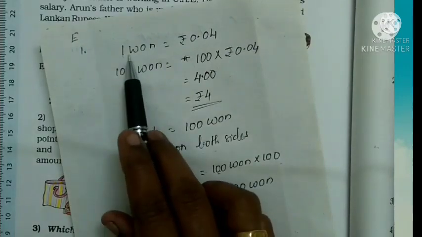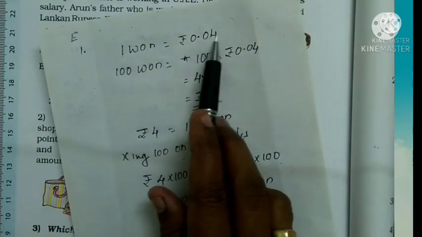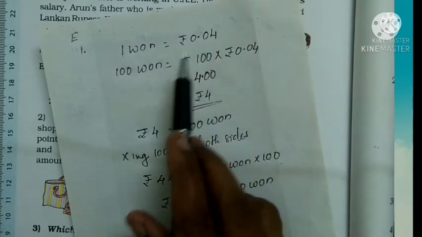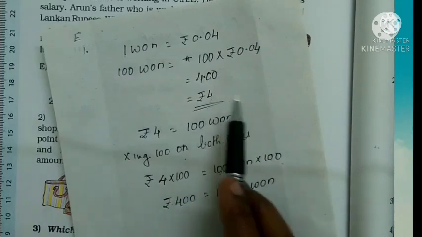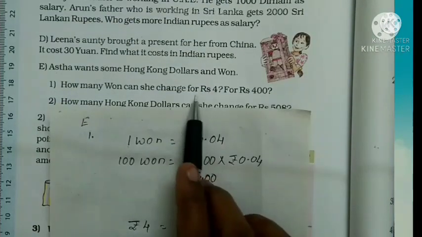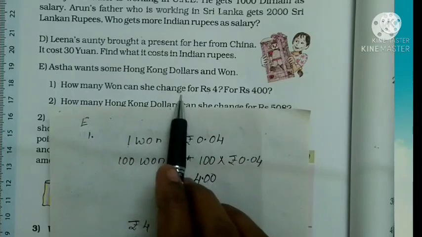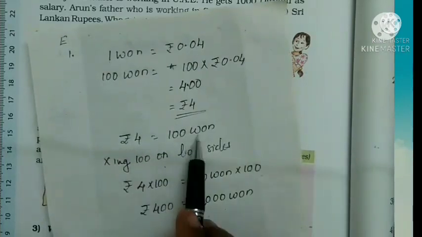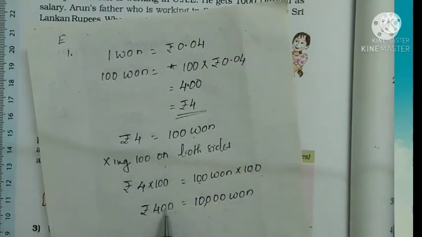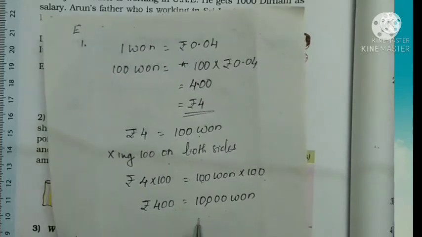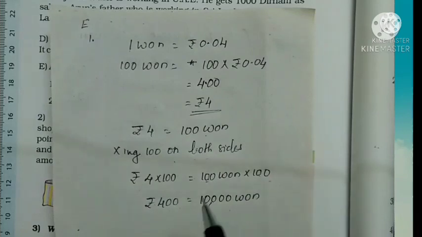How can we find out this answer? Listen carefully. First we have to write 1 won is equal to 4 paise. After that we have to find out 100 won. 100 won is equal to rupees 4. But what is the question here? How many won can she change for rupees 4? So 4 rupees how many won? Yes, 100 won. Next we have to find out how many won in rupees 400. That is 10,000. So you have to write the answers in your notebook.